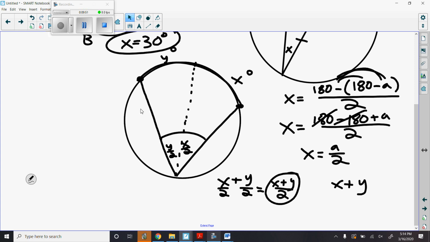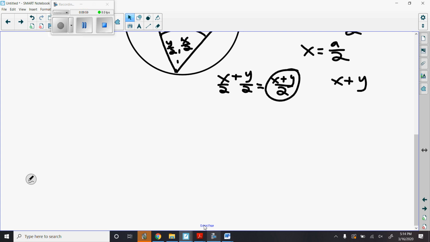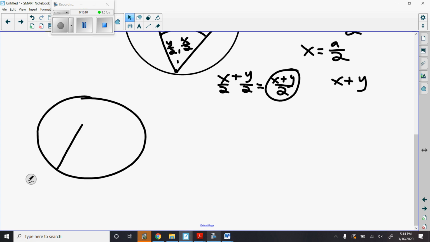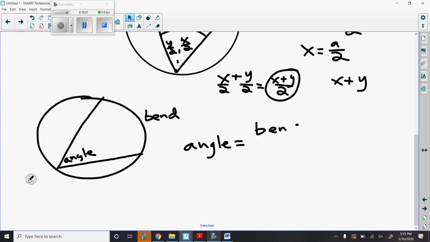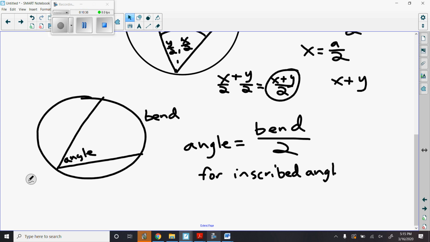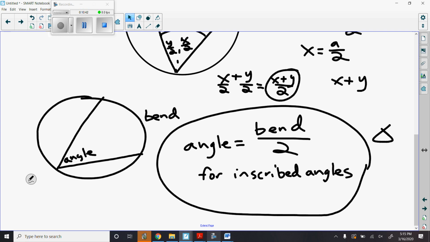Okay, now the proofs might be a little weird for you, but let's write down our rule here. One more thing for our rule. Anytime you have an inscribed angle, this is the angle, this is the bend. Don't get them mixed up. It's easy to get them mixed up. Our formula is angle equals bend over 2. Okay, and this is for inscribed angles only. For central angles, angle equals bend. But for inscribed angles, angle equals bend over 2.